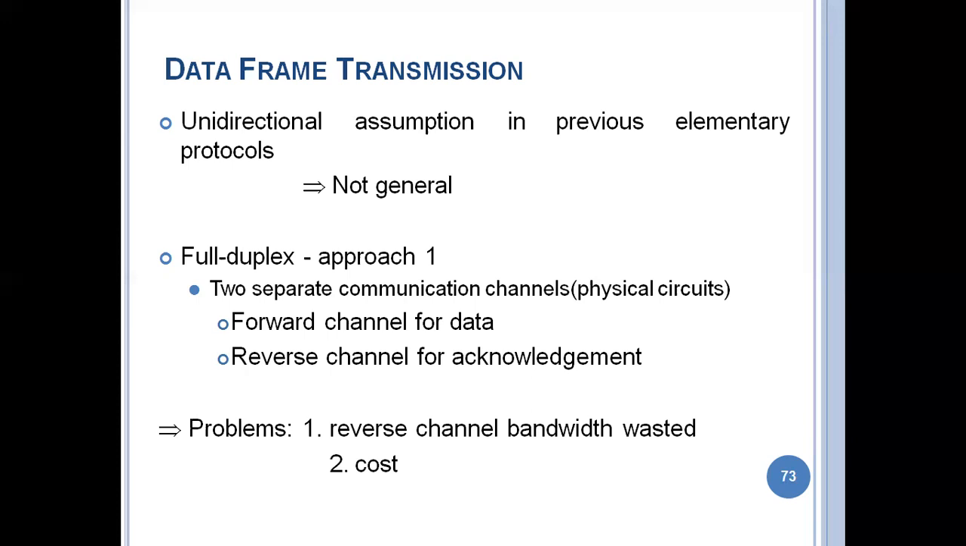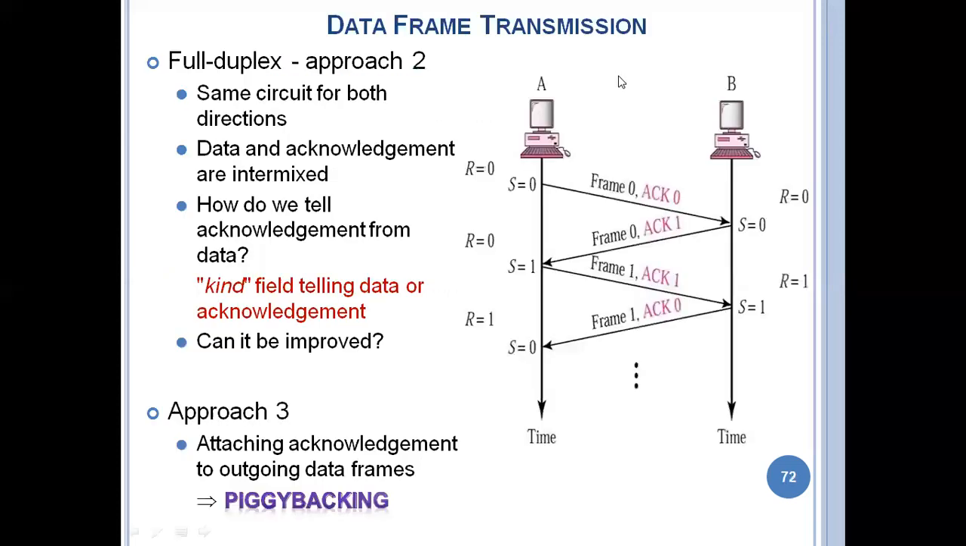So the bandwidth is wasted here in the reverse channel, and it also involves some cost when compared with the simplex protocol. So these are the two problems that occur if we use the full duplex approach for data frame transmission. One is that the reverse channel bandwidth is wasted, and the second problem is cost. So straightaway, let us move on to the data frame transmission.